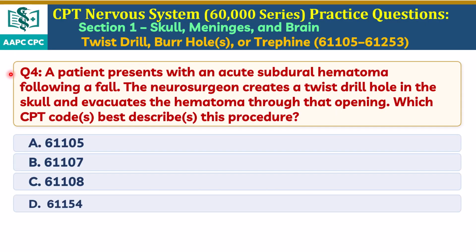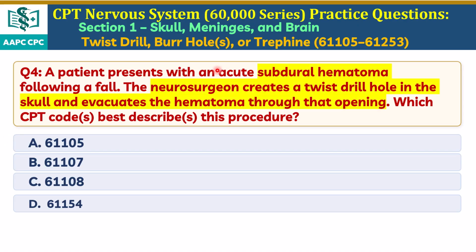Question number 4. A patient presents with an acute subdural hematoma following a fall. The neurosurgeon creates a twist drill hole in the skull and evacuates the hematoma through the opening. Which CPT codes best describe this procedure? So there are 4 answers available. Take your CPT code book and find the answer.